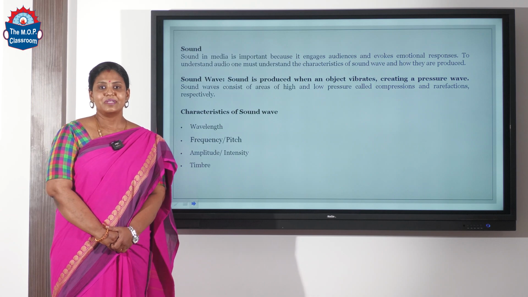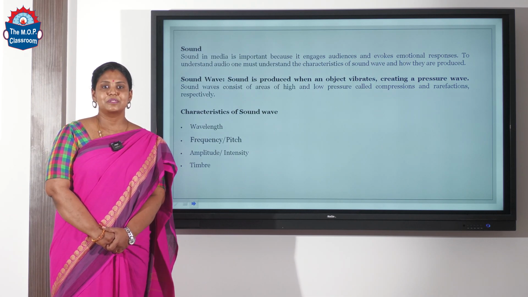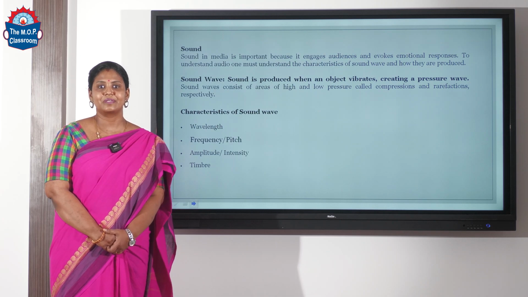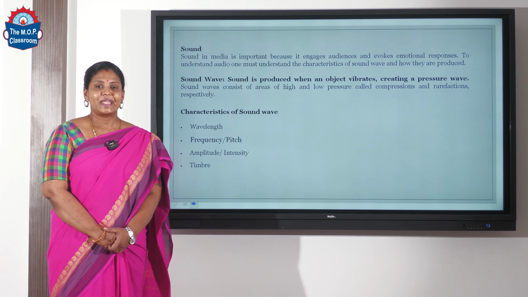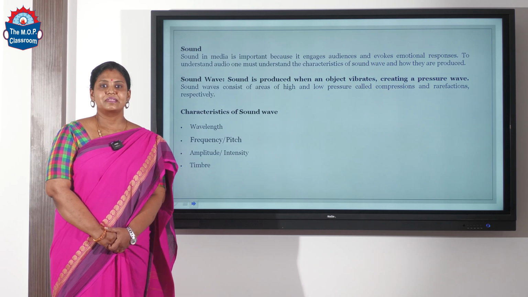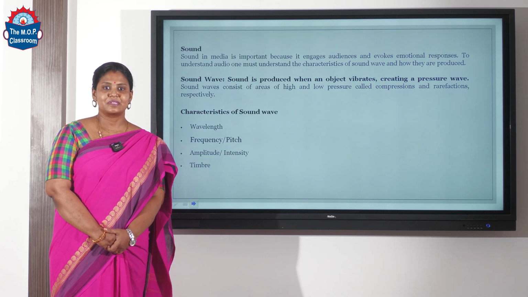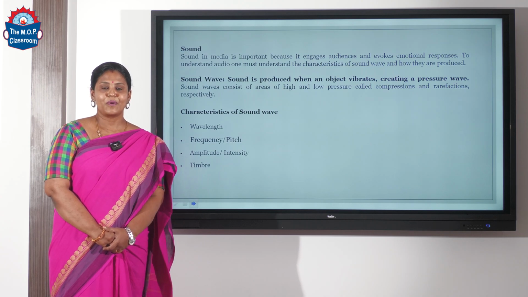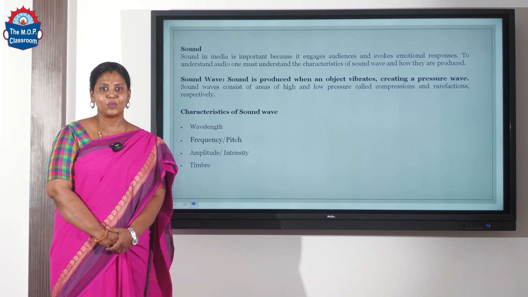Sound is very important in audio production when it comes to filmmaking or short film production, let it be documentary production. Sound engages the audience and it creates a kind of emotional response. So before we integrate audio in media, one must know what the characteristics of a sound wave are.